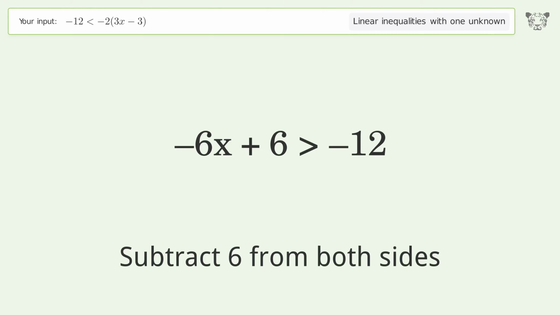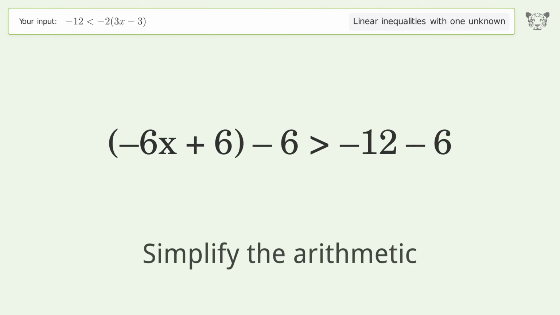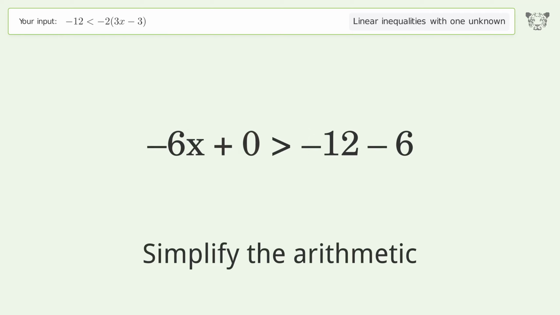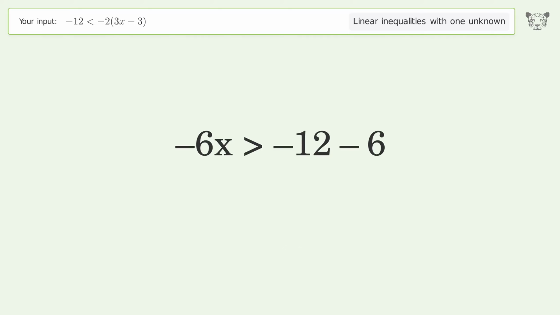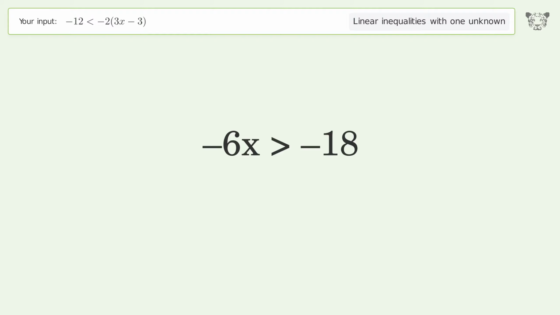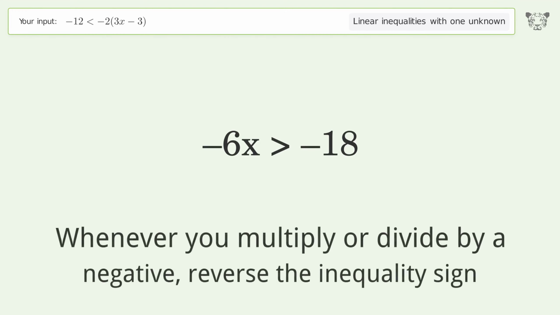Subtract 6 from both sides. Simplify the arithmetic. Isolate the x. Divide both sides by -6. Whenever you multiply or divide by a negative, reverse the inequality sign.